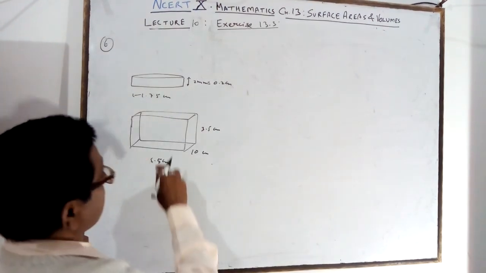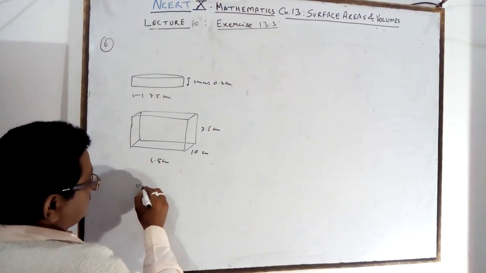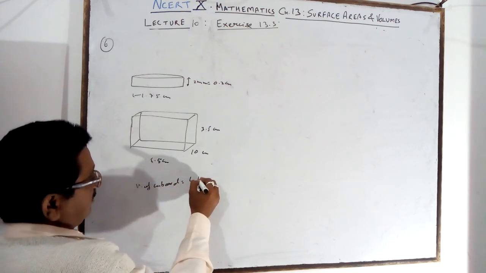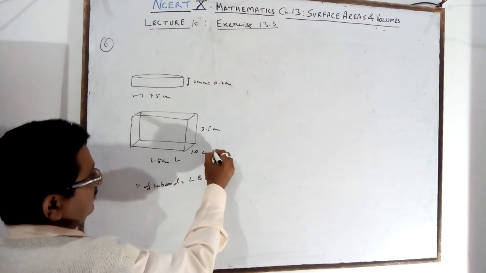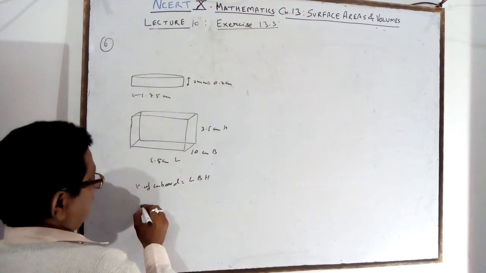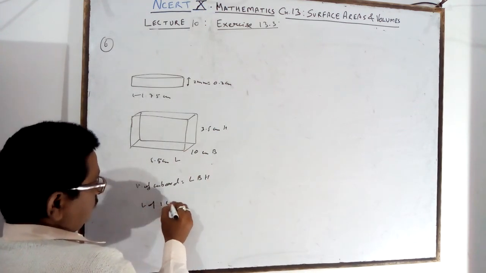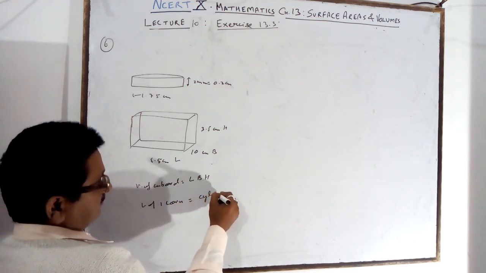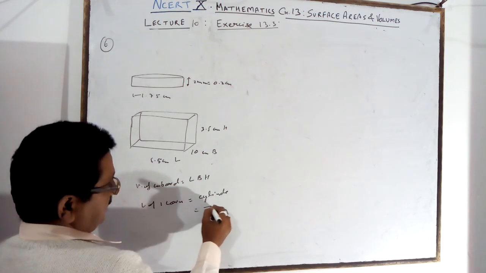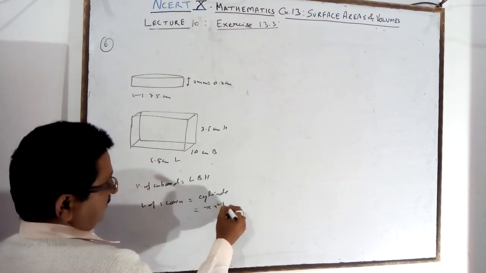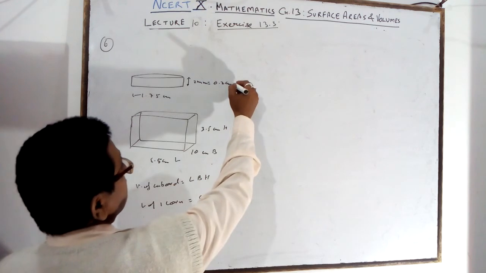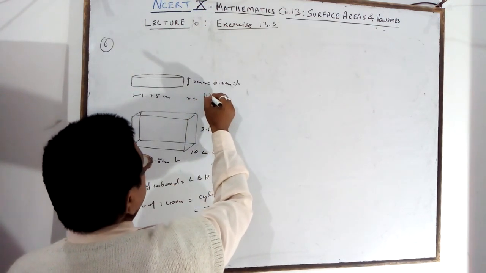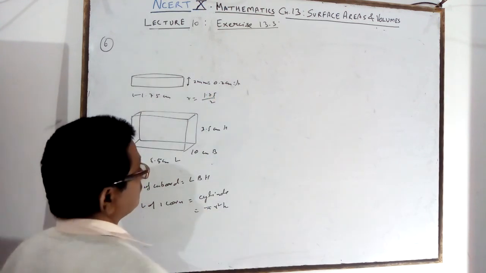So the volume of the cuboid is L B H. Volume of one coin is a cylinder, pi r square H. What is the H? It is your H. And R is equal to 1.75 by 2.